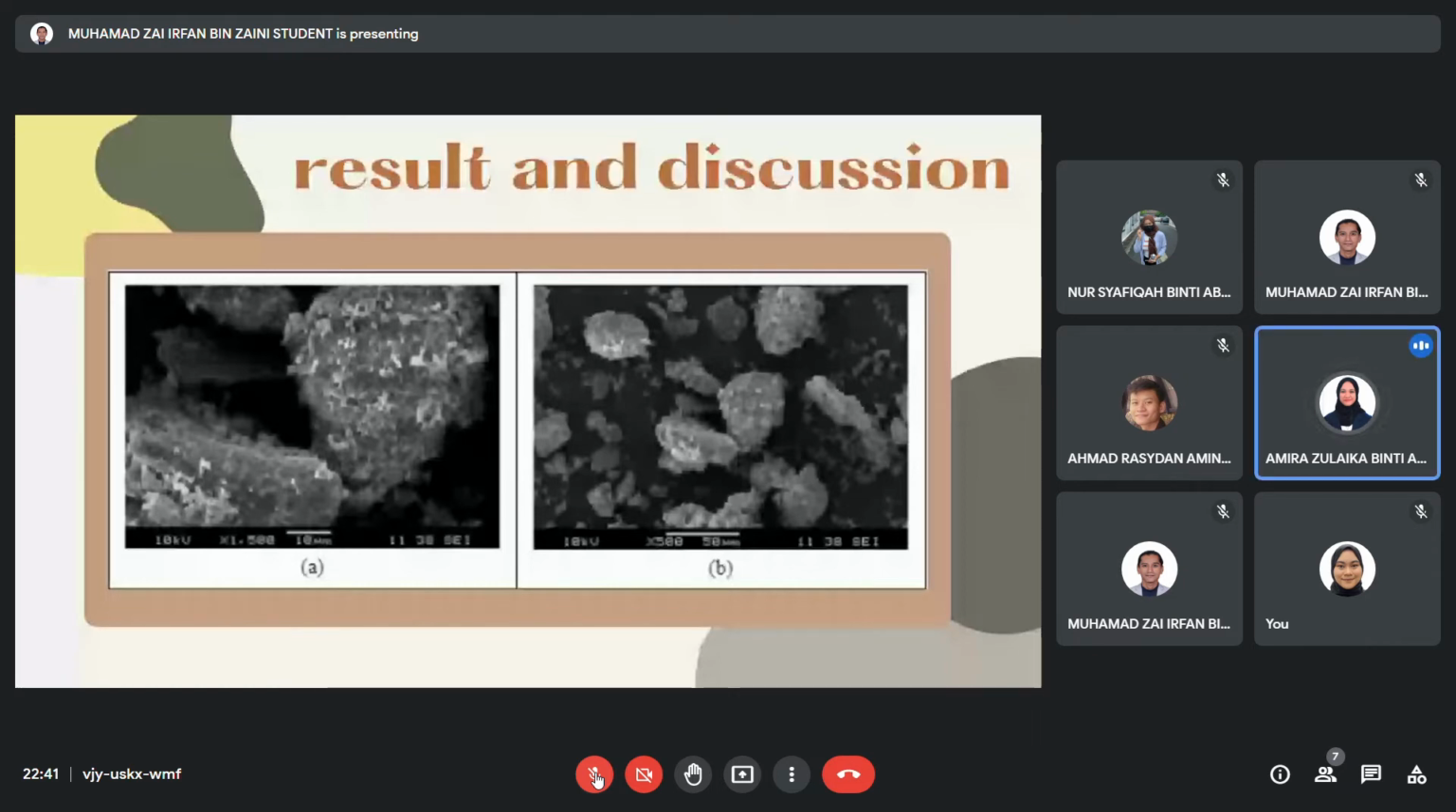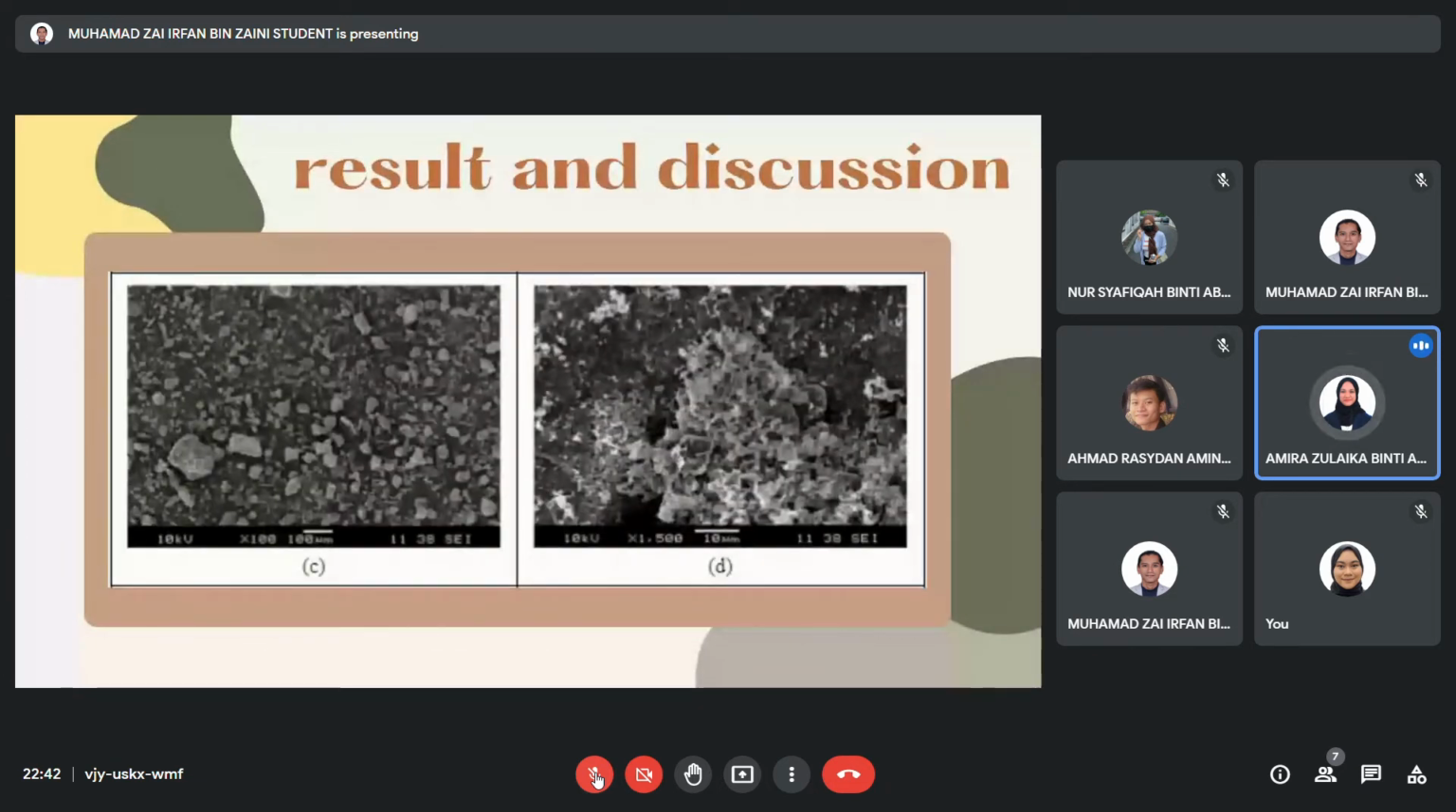Okay, so for the result and discussion of the SEM method, this figure shows the result of SEM analysis for iron oxide powder at 100 and 500 magnification. The particles appear to be spherical, which is good for flowability during layer deposition onto the powder bed. Some particles are conglomerated, which is typical for gas atomized powder. Thus, from the micrograph, the size distribution matches the ordered distribution.